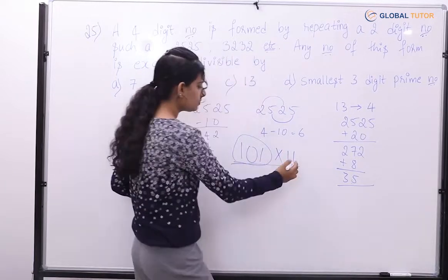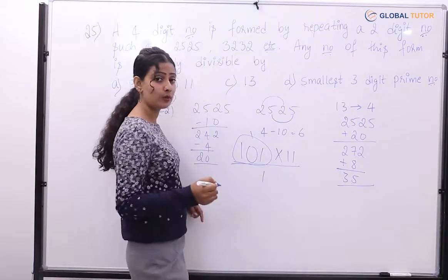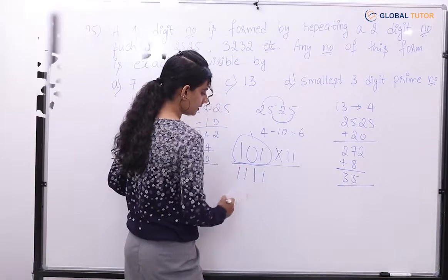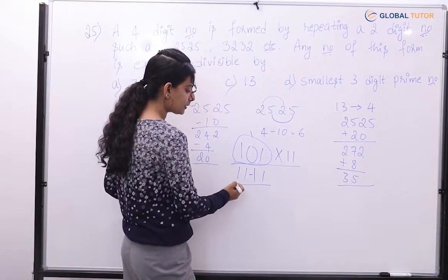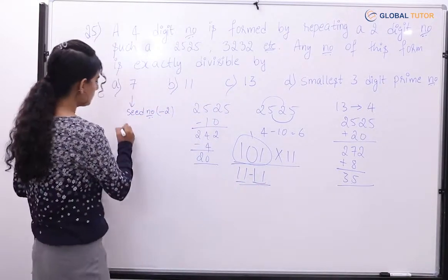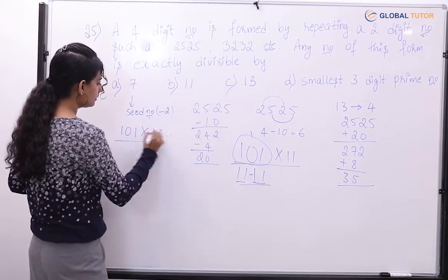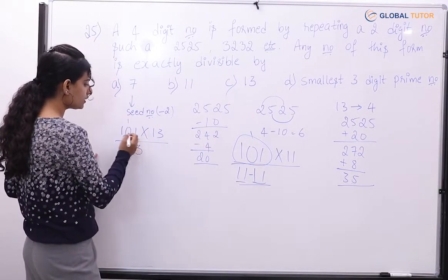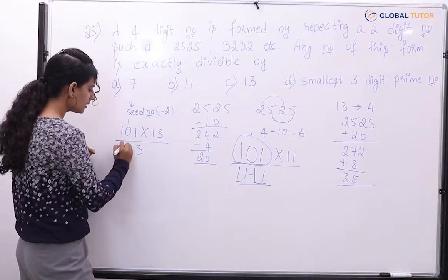So, it is 11 into 1 is 11. 1 gets carried forward. 11 into 0 is 0. Then you just write 1. 11 into 1 is 11. So, if you observe here, it is a 2-digit number which is repeating, 11 and 11. Let us take one more example. 101 into 13. 13 ones are 13. So, write 3. And then 1 gets carried forward. 13 into 0 is 0 and then you just write 1. 13 into 1 is 13.